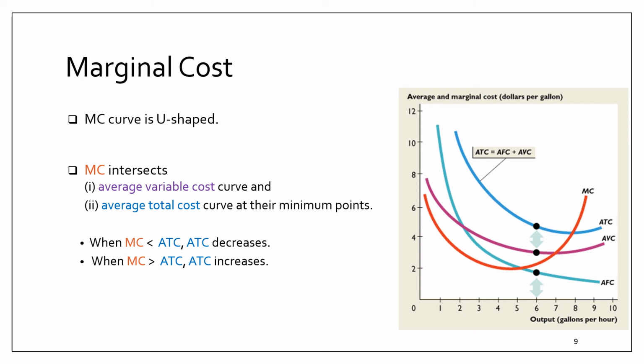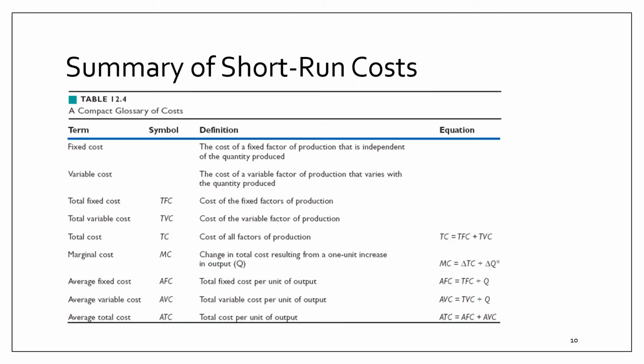In economics, short run is referred to a period which has fixed cost of production. Table 12.4 shows the production cost in short run.